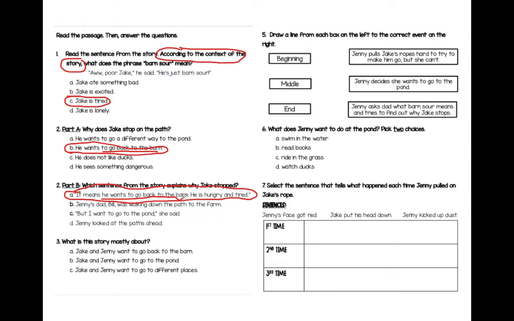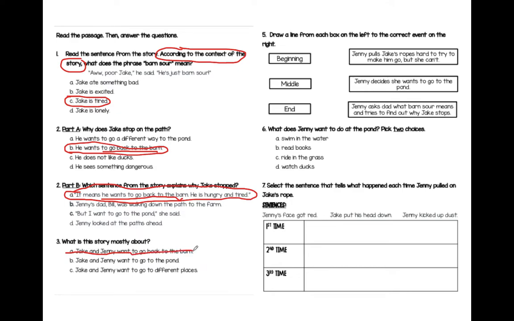Let's read our answer choices. Jake and Jenny want to go back to the barn. Now, do both Jake and Jenny want to go back to the barn, or just one of them? Yes, Jake wanted to go back to the barn. So I'm not going to select this because both of them did not want to go back to the barn.